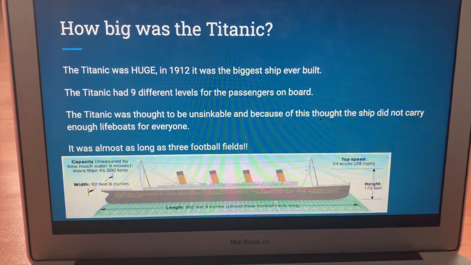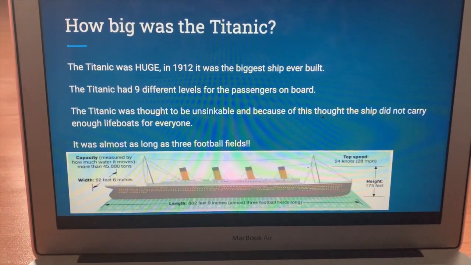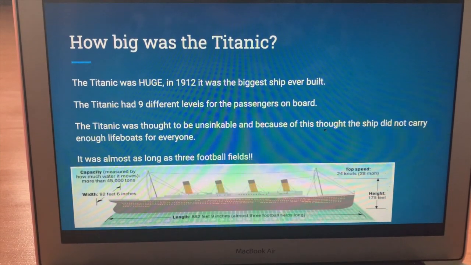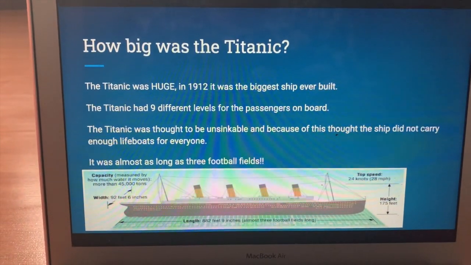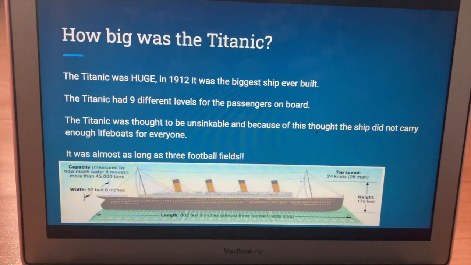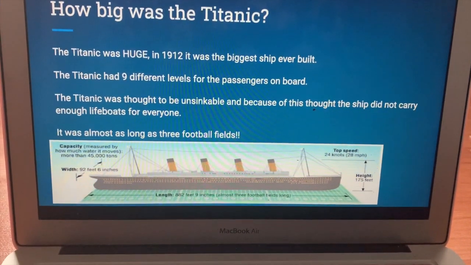Everyone thought that the Titanic was an unsinkable ship because of how it was built. They actually planned for it to be able to withhold water coming in, and that's why they have the different levels on it. They also, just because of this, did not carry enough lifeboats for everyone on board. They only carried enough lifeboats for about half of the people on board.